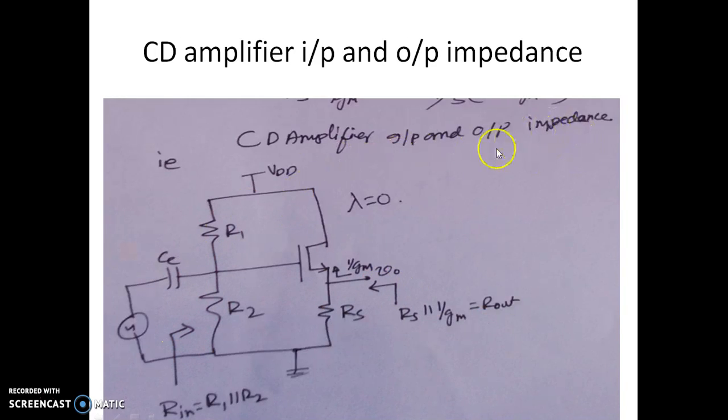This is a CD amplifier with lambda 0. If you look from the input side, it is R1 parallel with R2. Looking at the output, looking up from the source point, it is 1 over gm because lambda is 0. Looking down here is RS. Looking from the output point, it is 1 over gm in parallel with RS. So overall Rout is RS in parallel with 1 over gm.